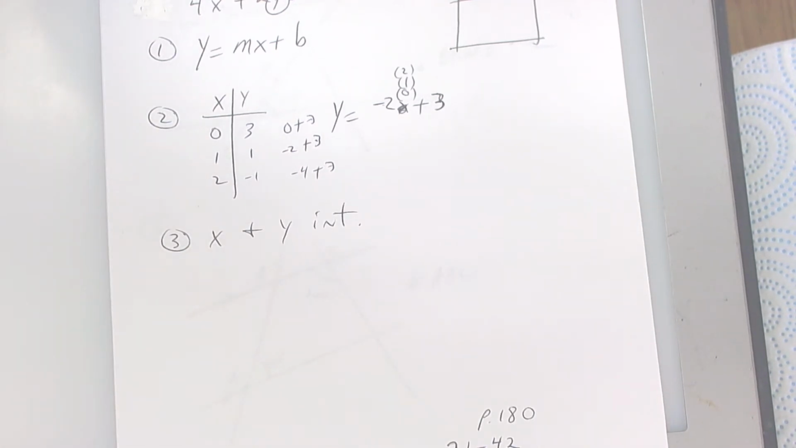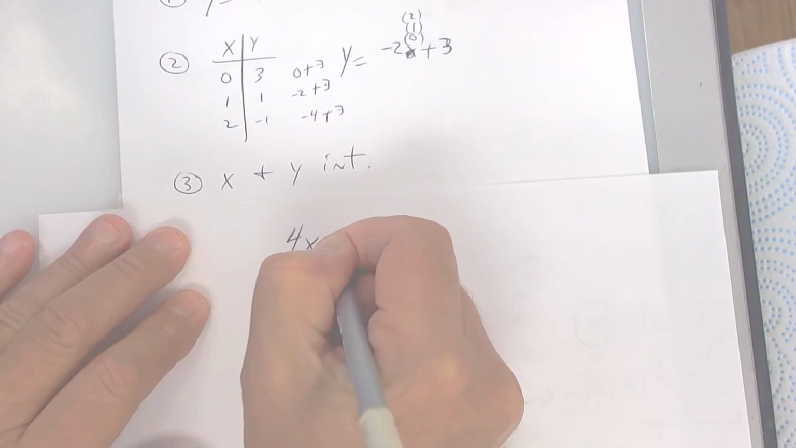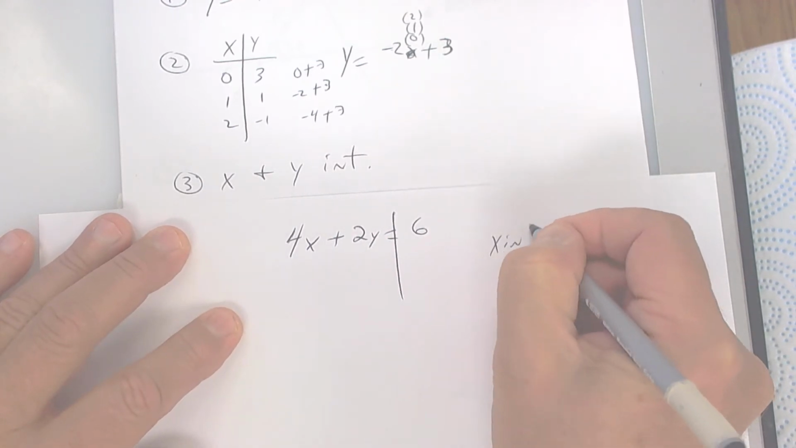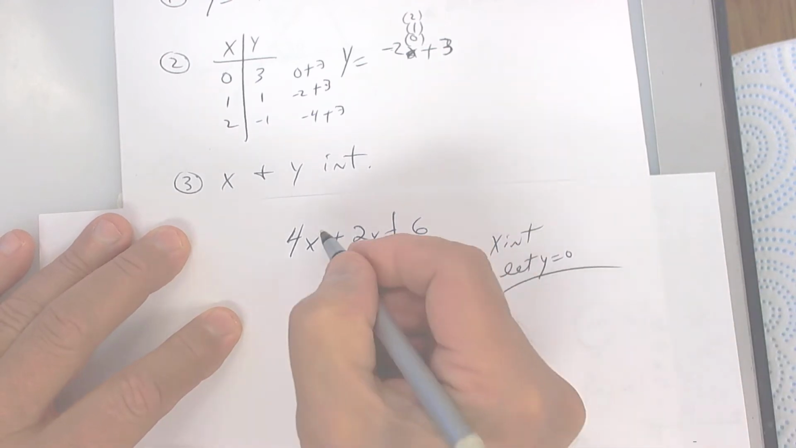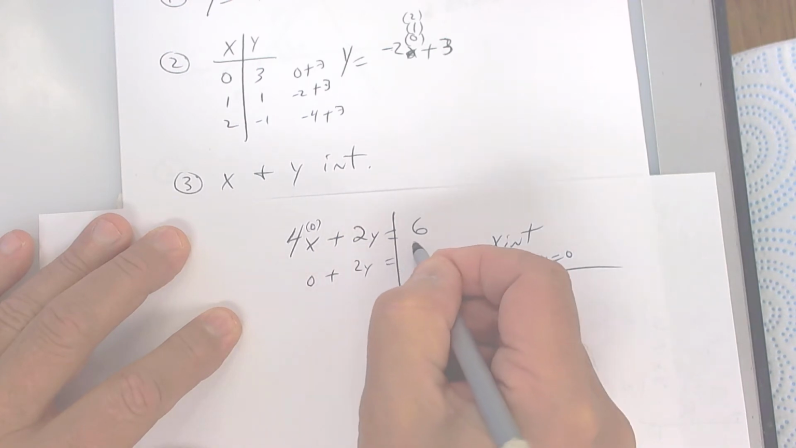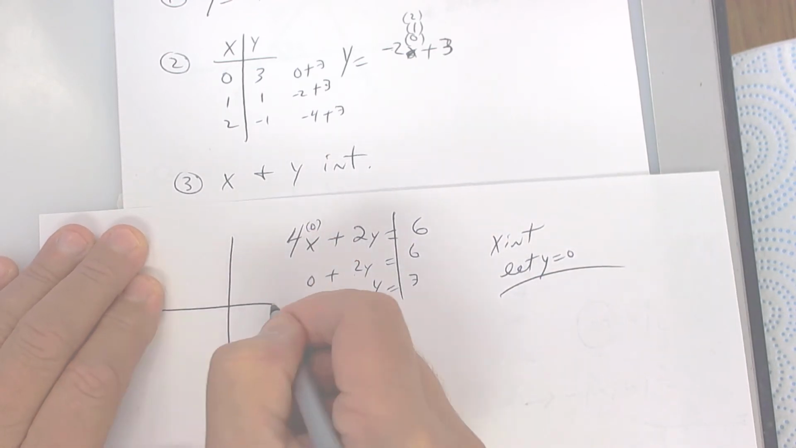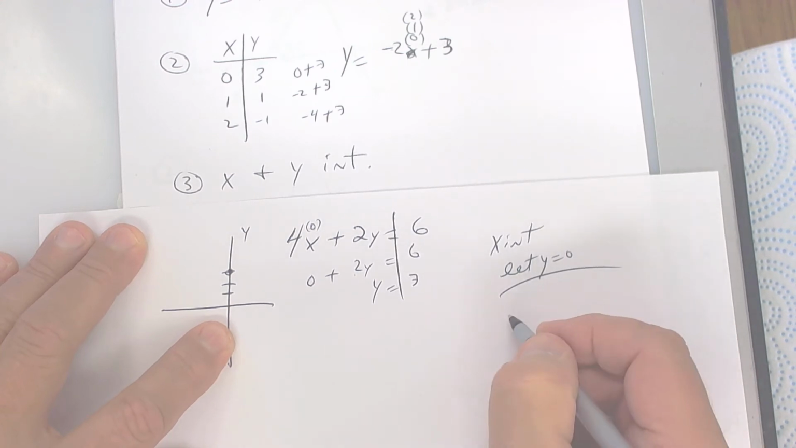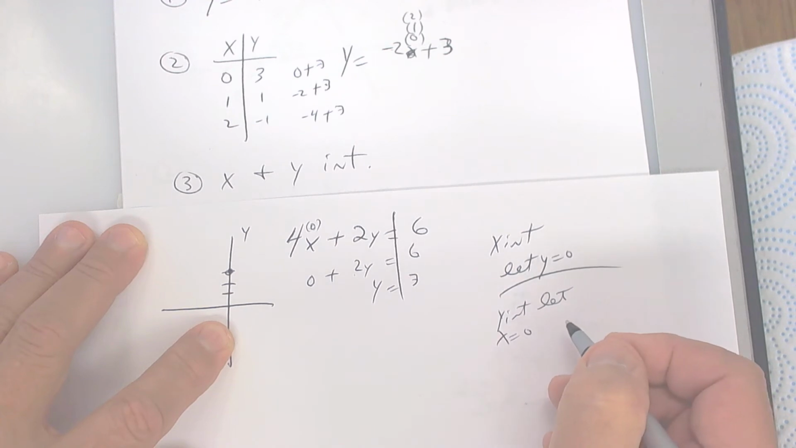The third one is using the x and y intercepts. So watch how I do this. The equation is this. To find the x-intercept, you let y equal 0. So you put a 0 here. So 4 times 0 is 0. Then you divide 6 by 2, and you get y equals 3. So the y-intercept, we knew, was 3. To get the y-intercept, you let x equal 0.